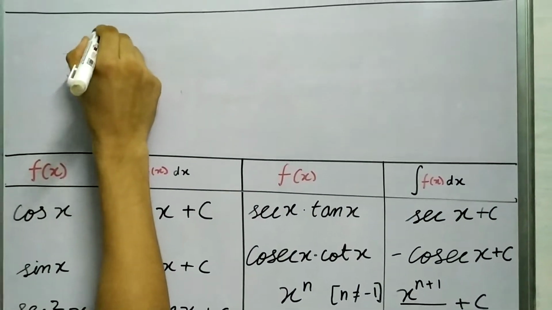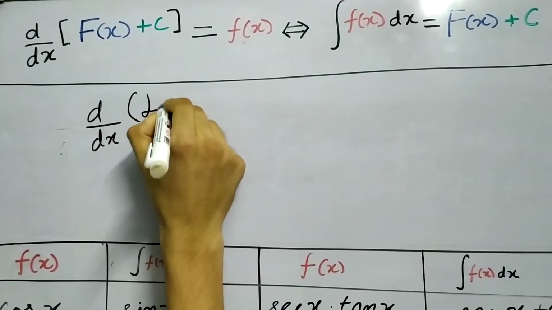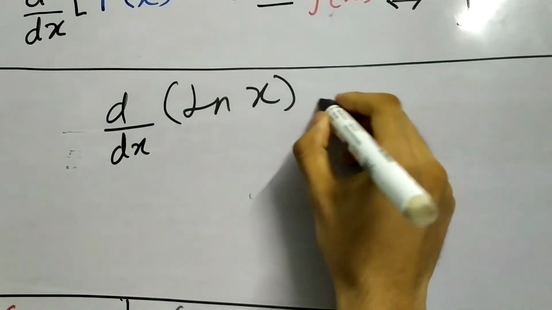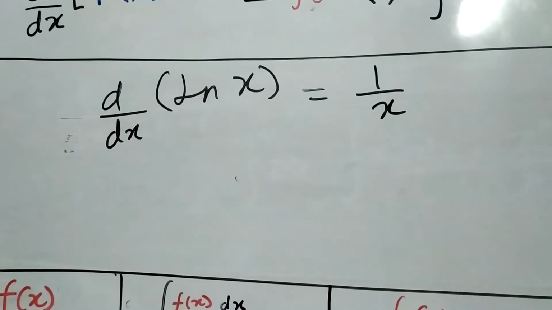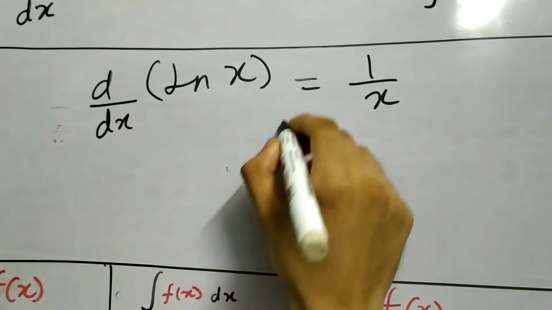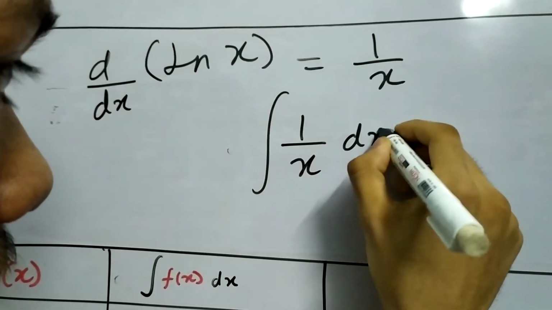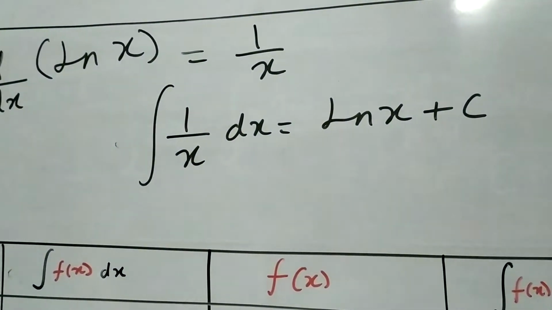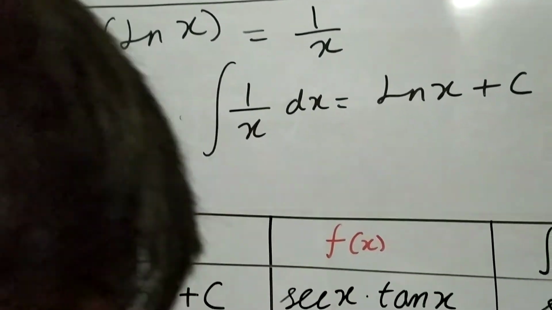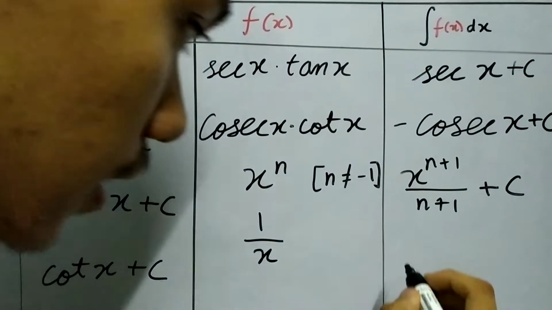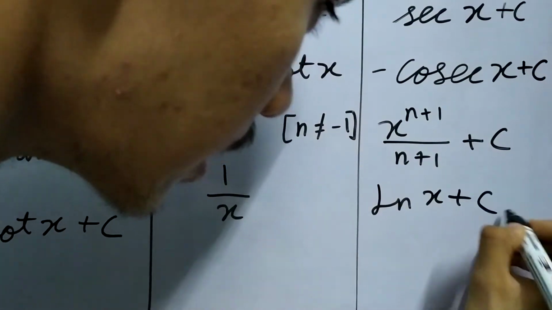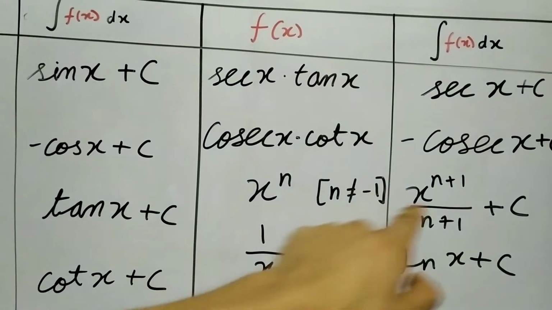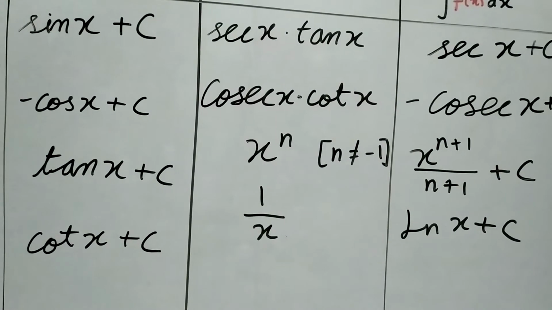So we know the derivative d by dx of your natural log, ln x, is 1 by x. Alright, so your integration of 1 by x dx is ln x plus c. So 1 by x is x to the power of minus 1, so n is equal to minus 1 in this case. This is your general case, and for n equal to minus 1 you get ln x plus c.